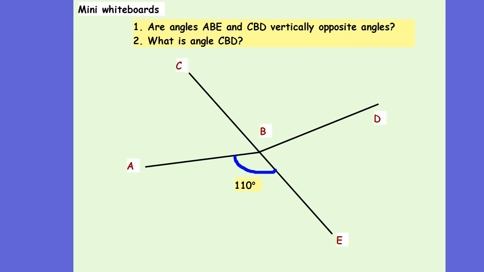Here's a question for you. Are angles ABE, the blue angle, and CBD, the purple angle, are they vertically opposite? What is angle CBD? So for this one, no, they're not vertically opposite because this line here is not a straight line. Therefore, we cannot work out what this remaining angle is. They're not vertically opposite, they're not the same.